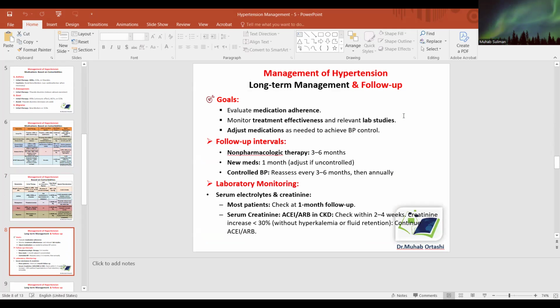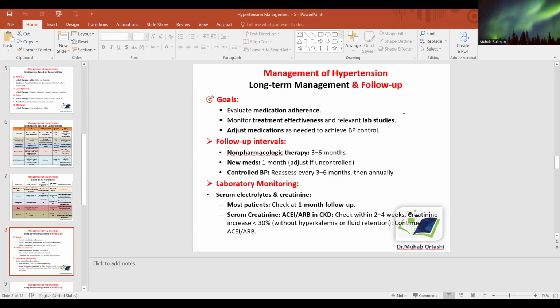For the follow-up of the patient, if the patient is on treatment, for example, and comes to your clinic to follow up, what do we have to follow? The goal is to evaluate the medication adherence, and if the treatment is effective, and if we need to do a lab study, we do, and we have to adjust medication to control the blood pressure. So the goals are to check the medication adherence, the treatment effectiveness, whether the patient is controlled or not, and to adjust the medication.